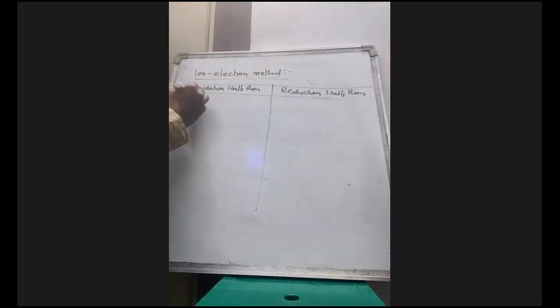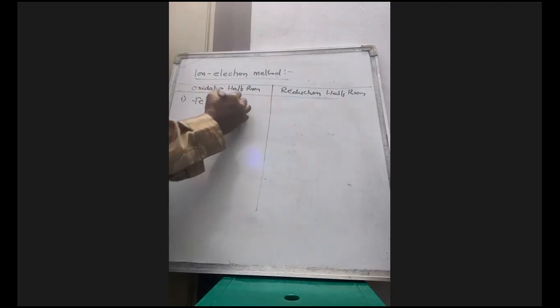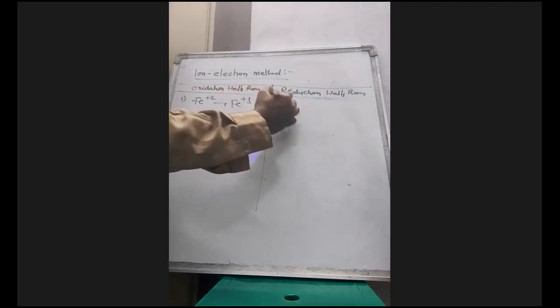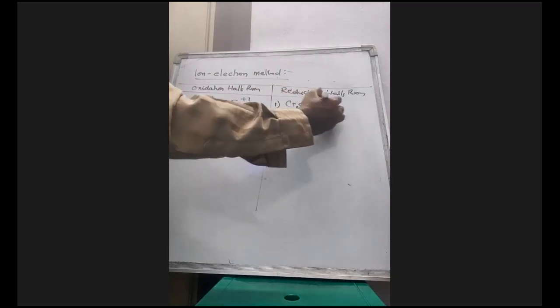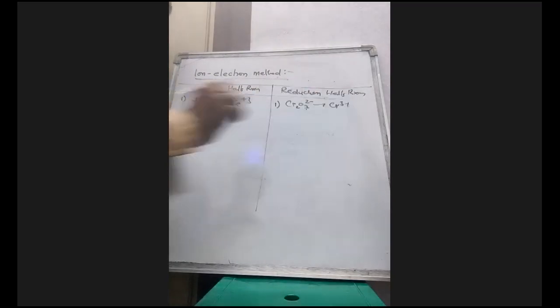So in the previous step, we have divided Fe plus 2 to Fe plus 3, and here Cr2O7 2 minus to 2 Cr3 plus. So this is the first step. The given redox reaction should be split into two half reactions. One is the oxidation reaction, and another is the reduction reaction.